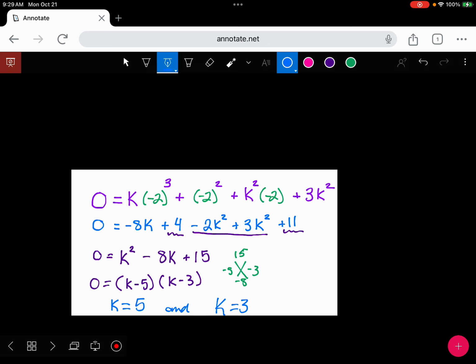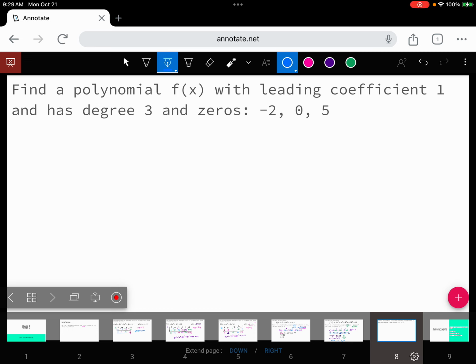Okay. So there's really only one more kind of question on this homework, and it's this one. It's to find a polynomial with a leading coefficient of 1, and they'll give you some degree, they'll give you some zeros, and we'll go from there.